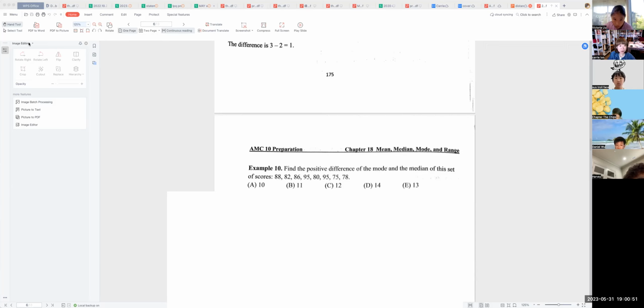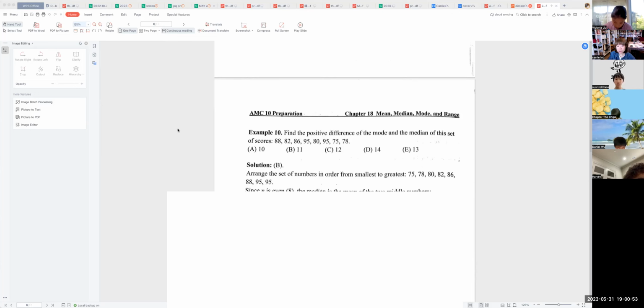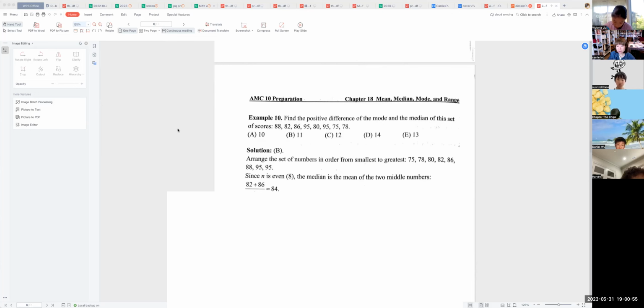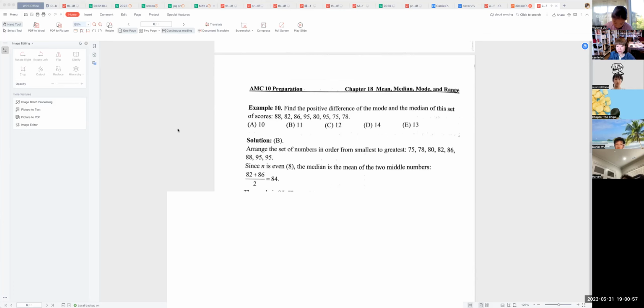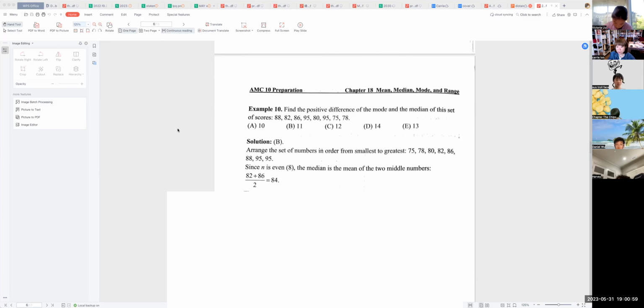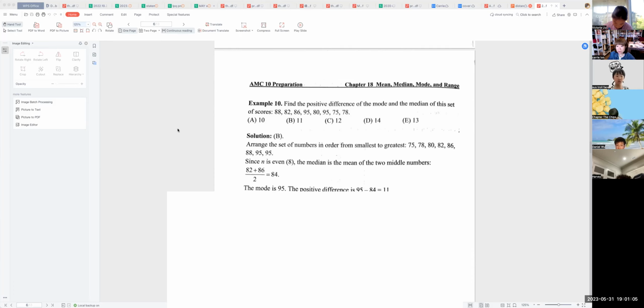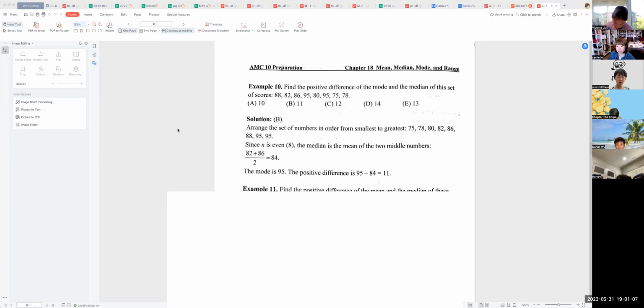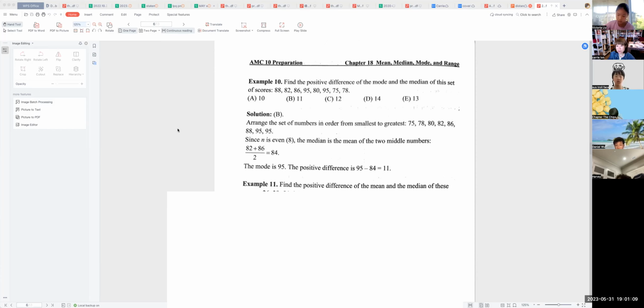Okay, so very good. I received most of the question answers, so very easy. So first you put them into order and you find out the median. This time the median is a little bit different because there are an even number of data. So you calculate the median and you're just using the mode minus the median, because the mode is 95. Obviously, 95 has appeared more than once.